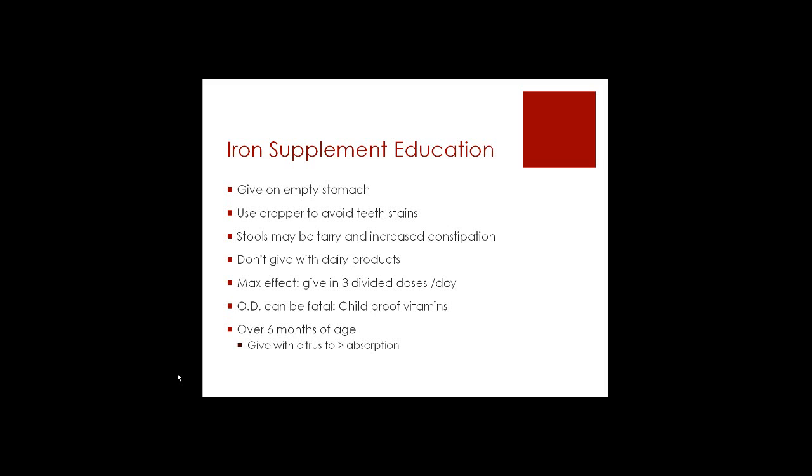Overdose can be very fatal, so it's really important that we are childproofing and putting these iron supplements in a safe location, because you can get heavy metal poisoning. Over 6 months of age, you can give iron with any type of citrus fruits, orange juice. It will help to increase the absorption.